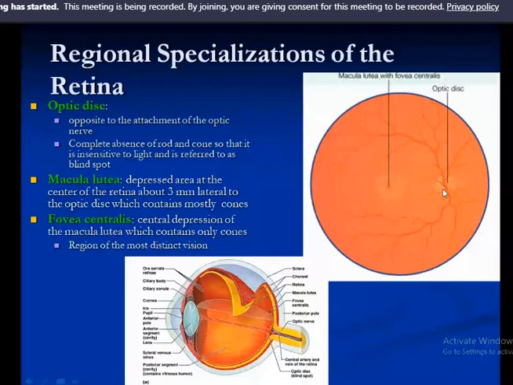Where the optic nerve is attached, on its inner part we have the optic disc. So this is opposite to the attachment of the optic nerve, and over here in the optic disc there are no rods and no cones. That means the photoreceptor cells are not present in the optic disc. That's why, as there are no photoreceptor cells, it is insensitive to light and is known as the blind spot. This is the optic disc. Did you understand the optic disc?